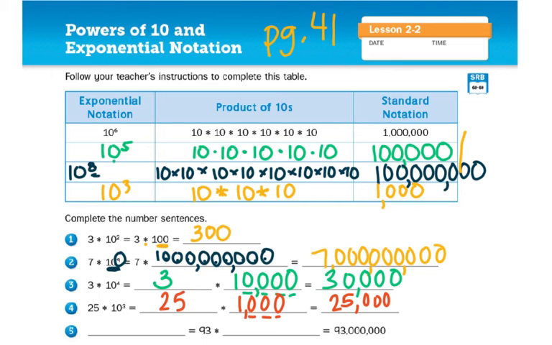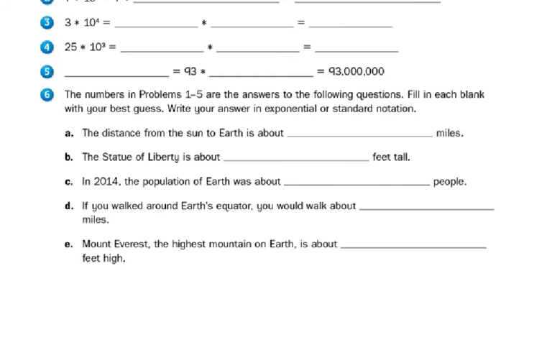Number 5 says that 93 times something gives me 93 million. I'm going to count how many zeros. 1, 2, 3, 4, 5, 6. 6 zeros. So that would be saying 93 times 10 to the, and how many zeros again? 6th power, which is the same thing as taking 93 times, put in that 1, followed by how many zeros? 1, 2, 3, 4, 5, 6. 93 times 1 million.